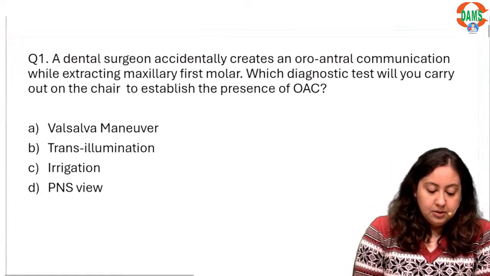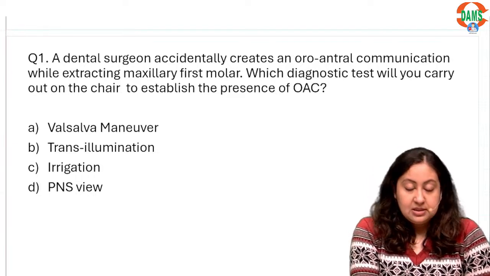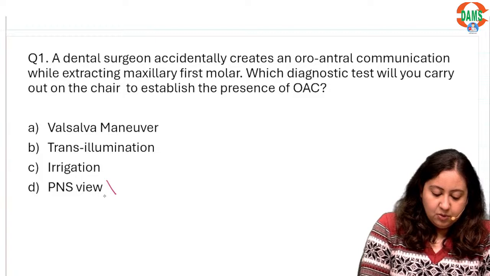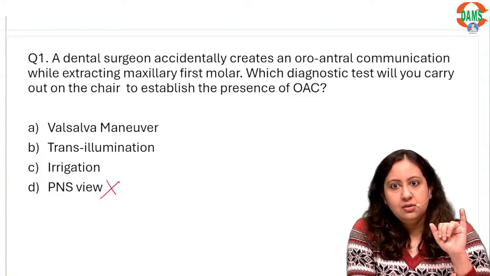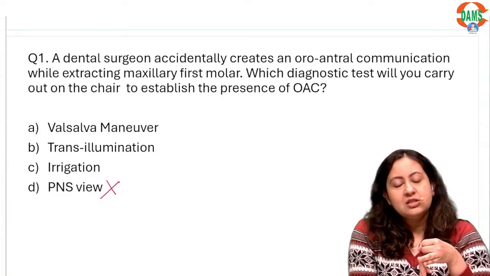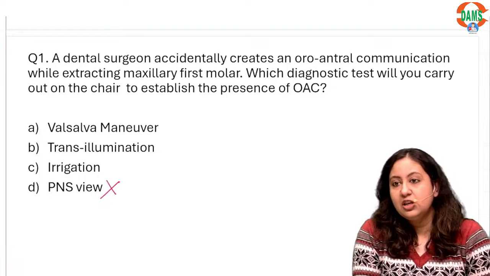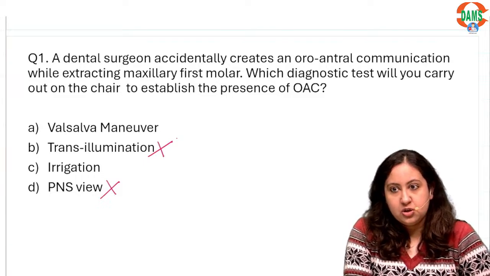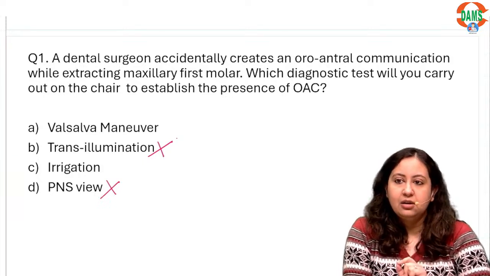So option A is Valsalva maneuver, option B is transillumination, option C is irrigation, and D is PNS view. We will first eliminate PNS view on chair. Anyways, on PNS view we are not going to see an orodental communication. That is the first reason to exclude this option, and the second thing is that PNS view cannot be done on the chair. Now option B, transillumination, is also ruled out because it is for establishing maxillary sinusitis, but not orodental communication. So the confusion remains between option A and option C. Now you have to zero in on the correct answer between these two options.